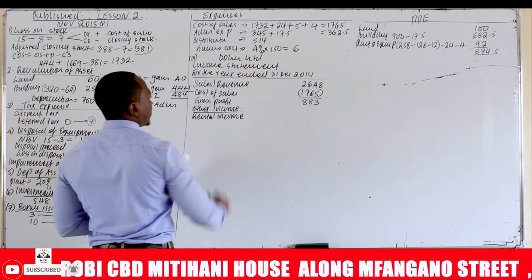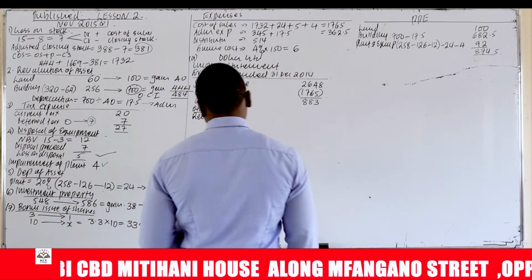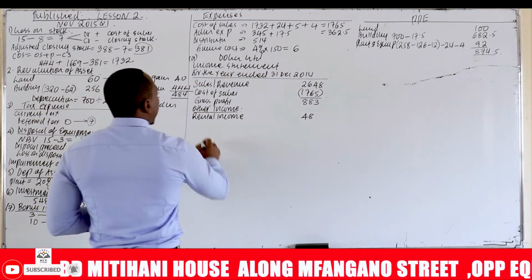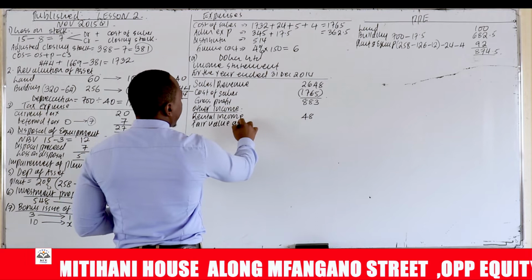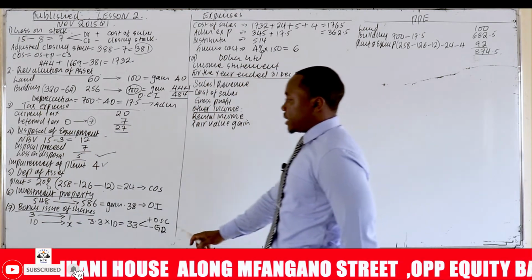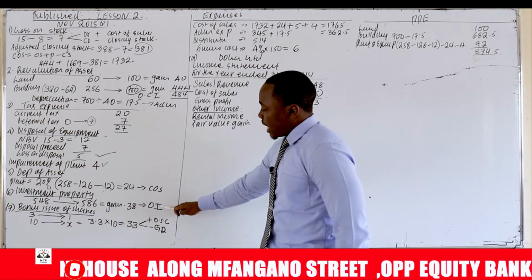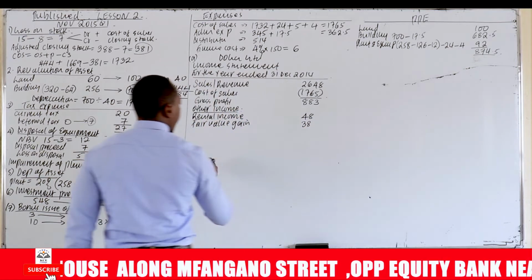How much is the rental income from the trial balance? How much is the rental income? So rental income, we have an amount of 48. Then there was fair value gain. Remember there was a revaluation of investment property. Here it is, investment property. There was a gain of 38. You take it to other income, an amount of 38.